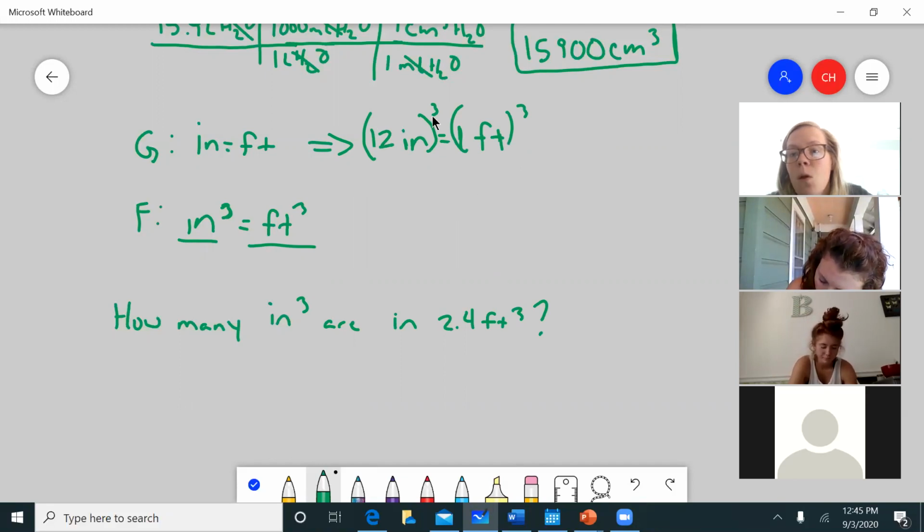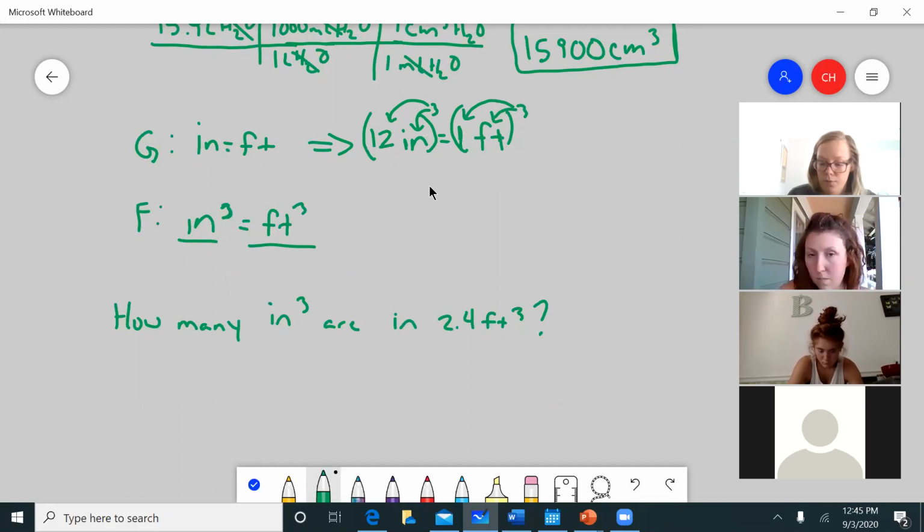When you do this, you want to put the whole thing in parentheses. That third power will get distributed to the 12. It's also going to get distributed to the inch. Same thing with the third here: it's going to get distributed to the 1, and it's going to get distributed to the foot. So if you plug in 12 cubed in your calculator, we end up with a pretty big number.